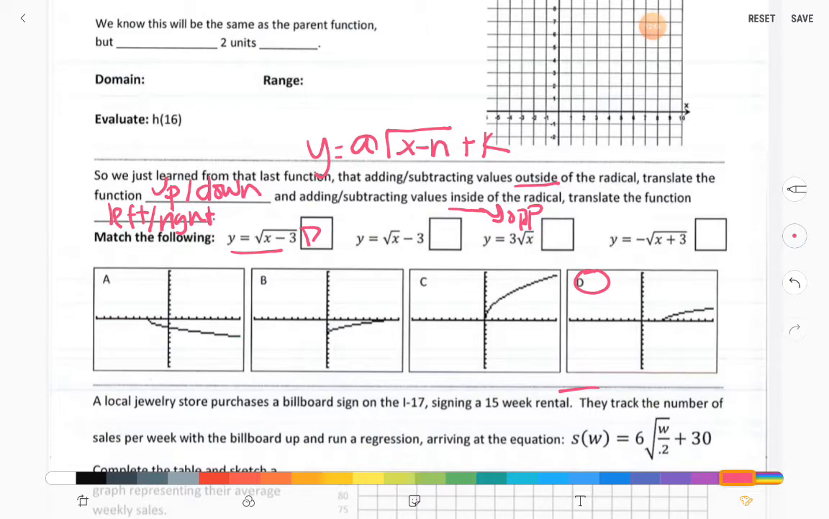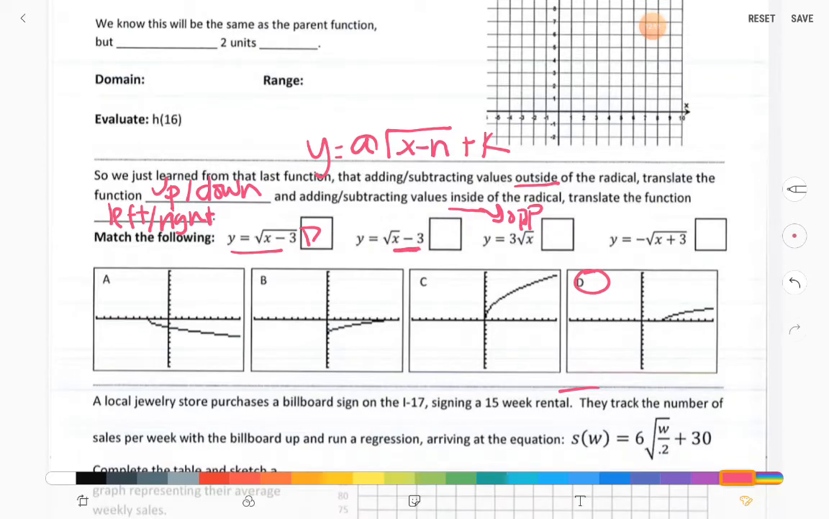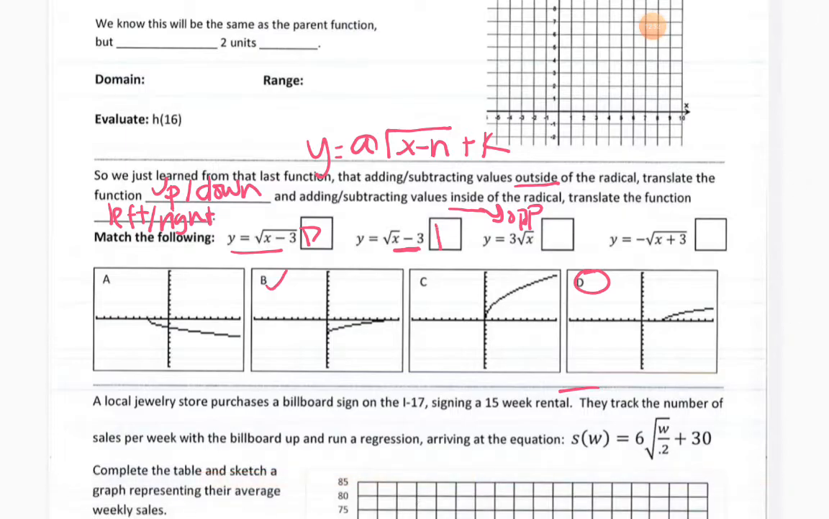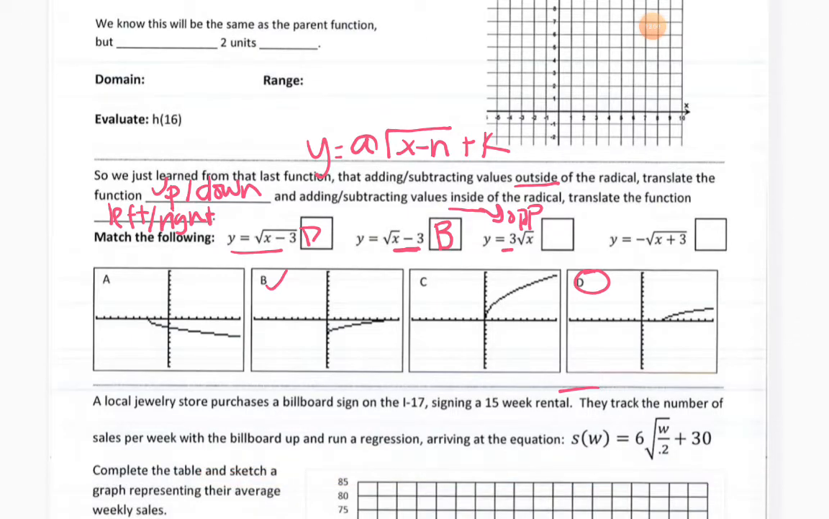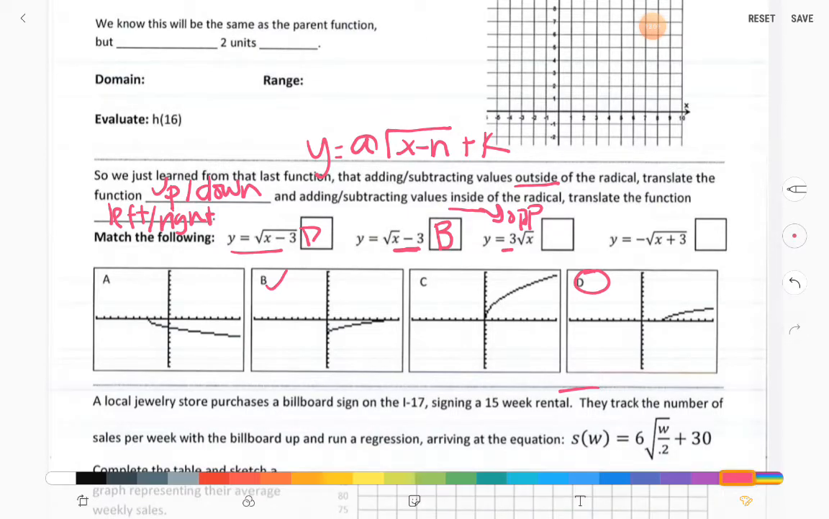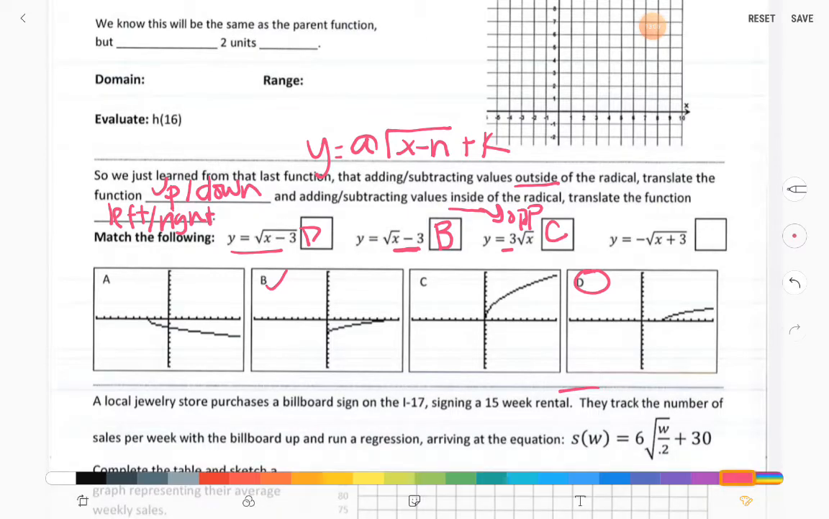And then this is on the outside. So this is going to move down 3 because it's on the outside of the radical. So that would match with graph B. Okay. This one right here, that 3, remember that 3 is bigger than 1, so that's going to be a stretch. That's actually going to match up with graph C. And then last but not least, that negative tells me it's going to reflect down. So A is the only one that's reflecting down. In addition to that, +3 is moving it to the left 3.